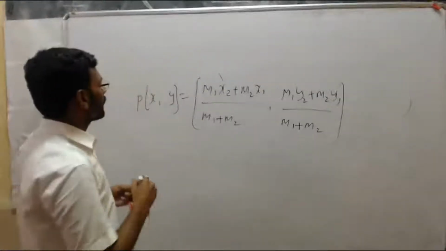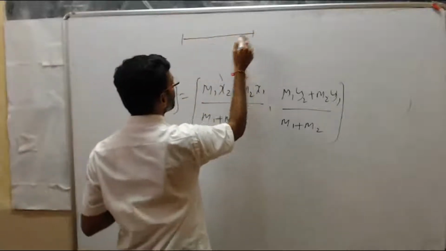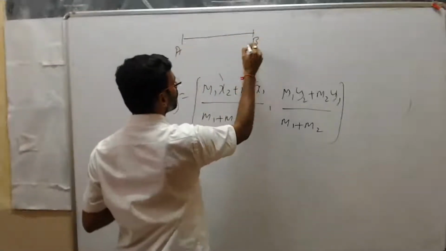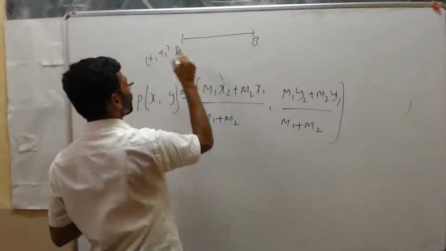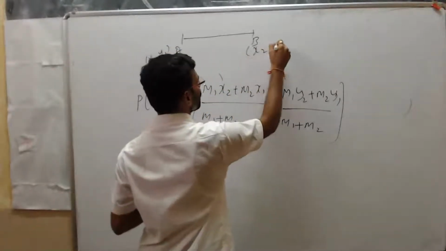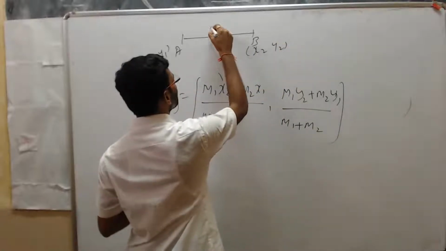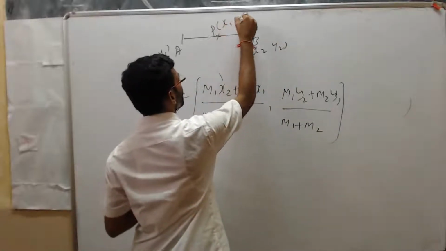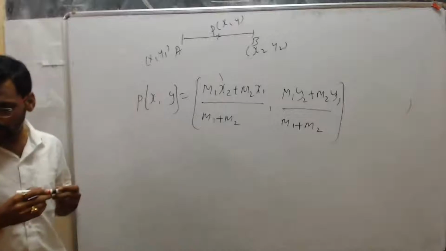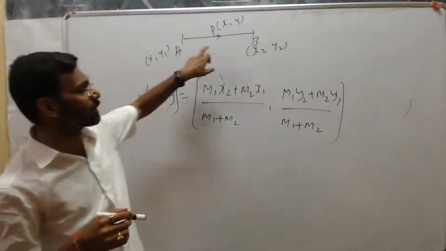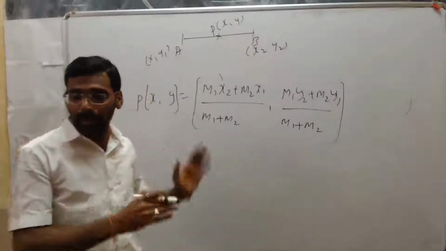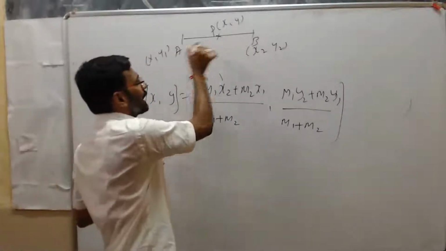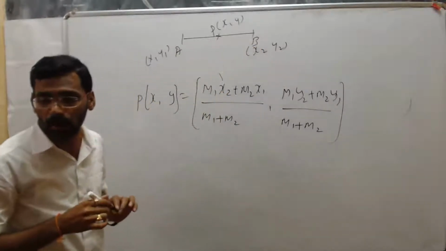Now AB is a line segment. The coordinates of A are x1, y1, and the coordinates of B are x2, y2. The position of P has coordinates x comma y. Keep in your mind, students, P will divide AB.